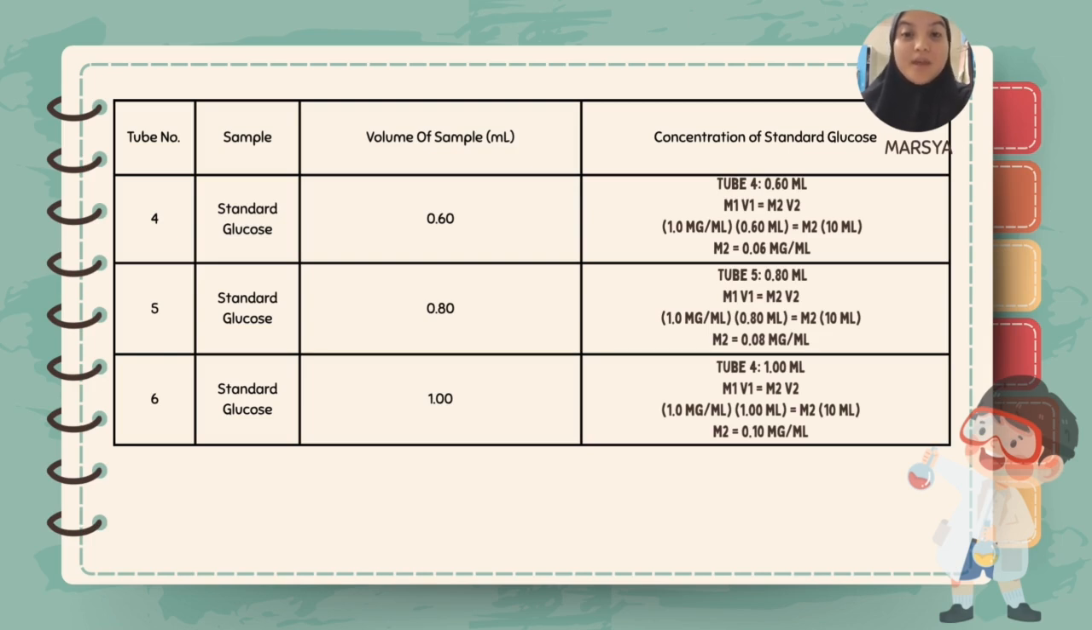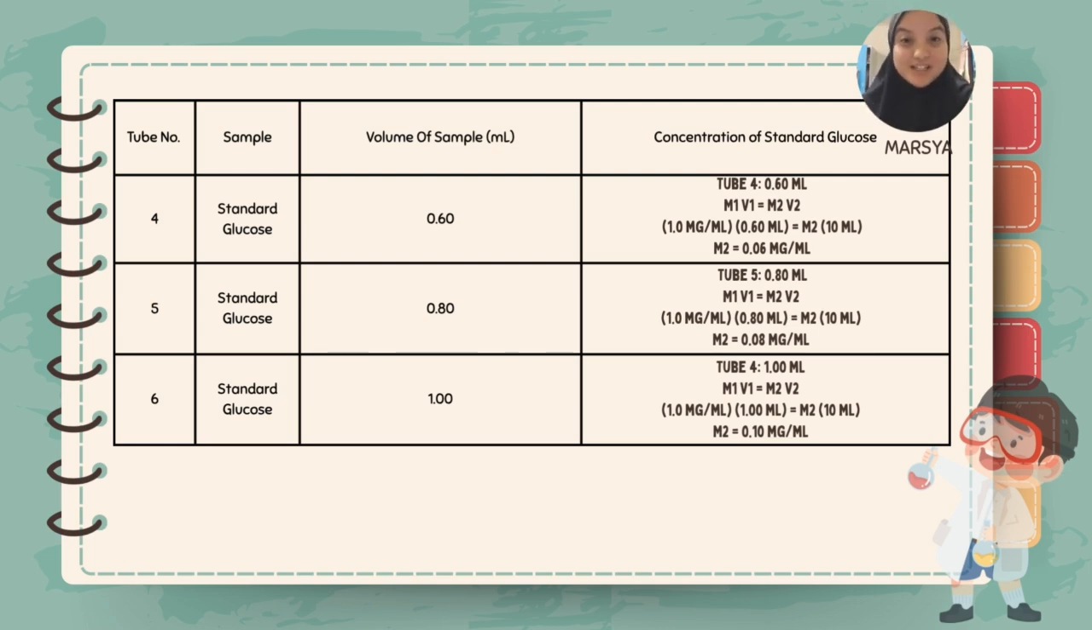And finally, for tube 6, 1.00 ml of the standard glucose is used. So, the calculation is 1.0 mg per ml multiplied by 1.00 ml and divided by 10 ml, which equals 0.10 mg per ml. As you can see, we are gradually increasing the concentration of glucose in each tube by adjusting the volume of the stock solution.